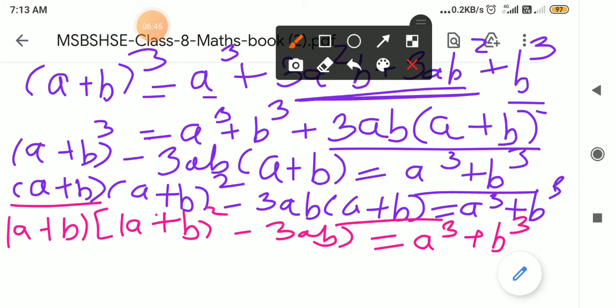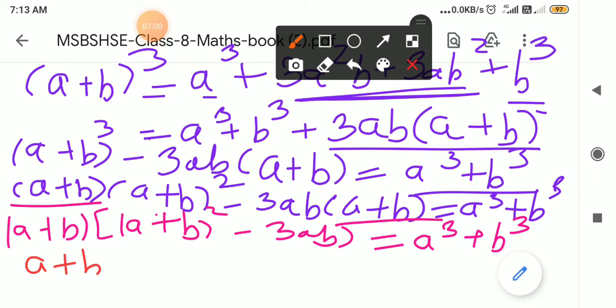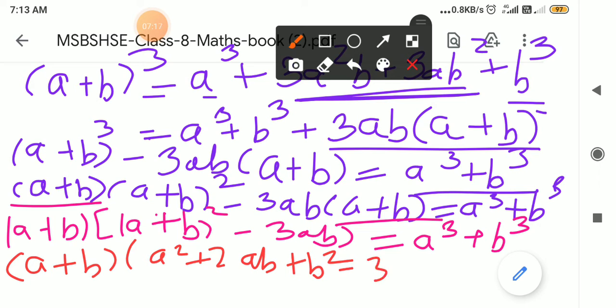And now the next step of this is very easy. Write a plus b as it is. You know the factorization of (a plus b) square: a square plus 2ab plus b square, minus 3ab. This is from the example, minus 3ab is equal to what we get here, a cube plus b cube.